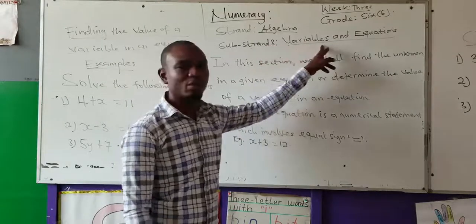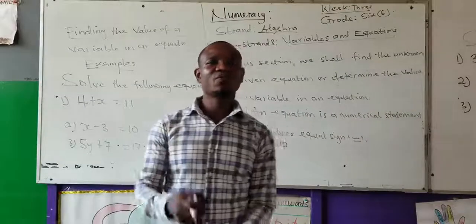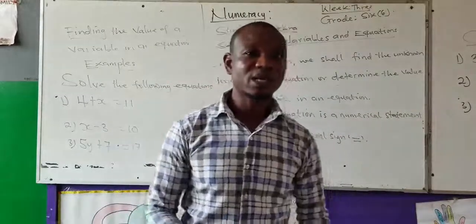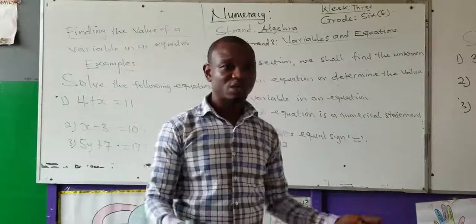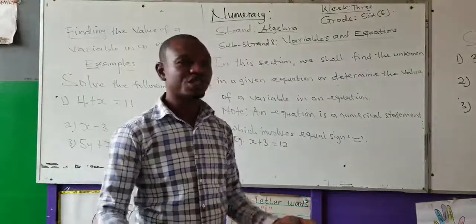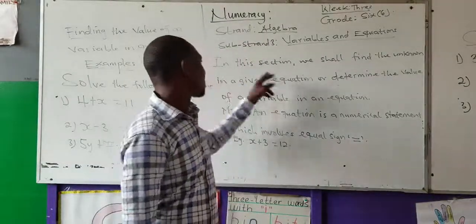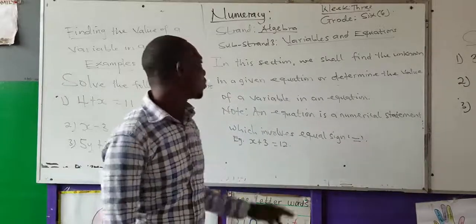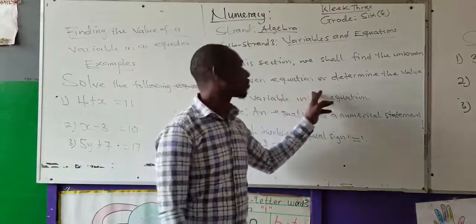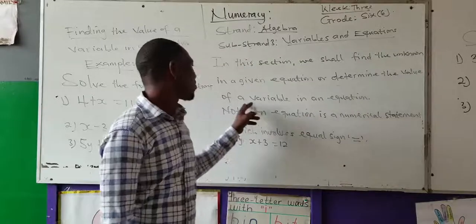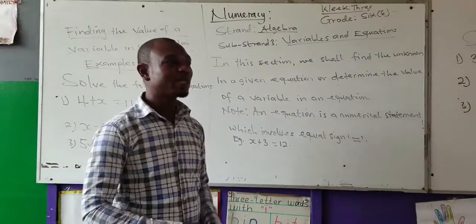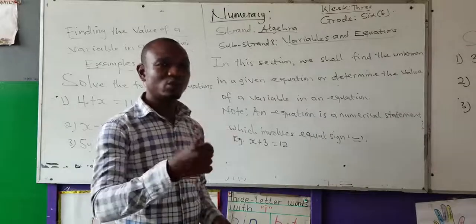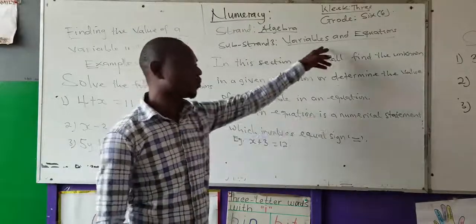which is variables and equations. Variables, I told you what variables are. They are the alphabets that are found in expressions, algebraic expressions or equations. Now in this section we shall find the unknown in a given equation or determine the value of a variable in an equation. That is what we are going to do.